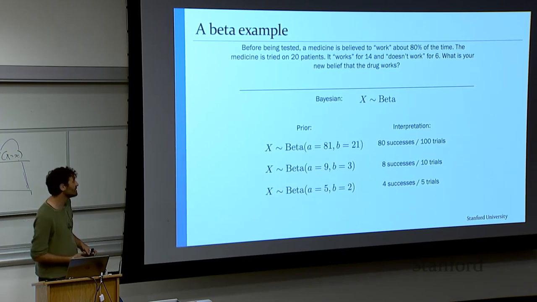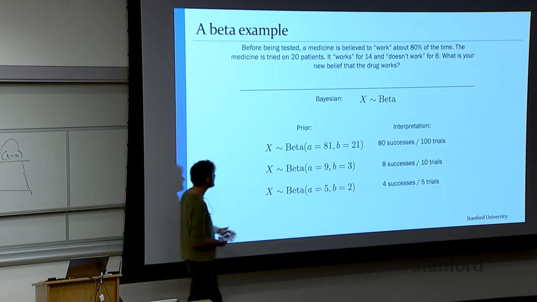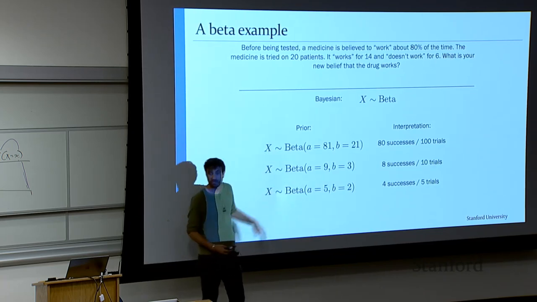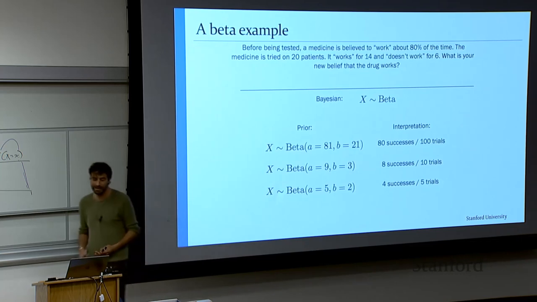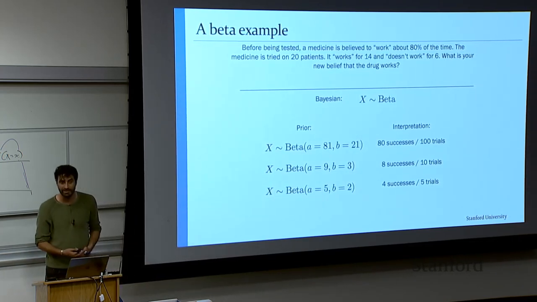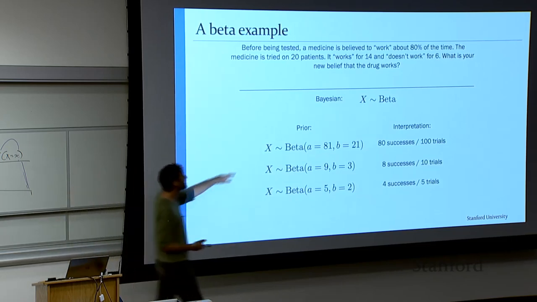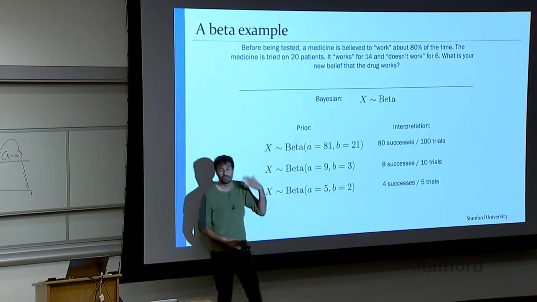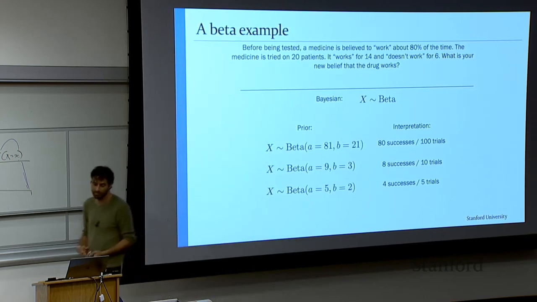And you'd have to make a choice. You'd have to say, do they mean 80% and I really should trust them, or do they mean 80% and I want to trust them just a little bit? And the less you trust them, the more the data will dominate your belief. And sorry, the higher these parameters, the less the data will dominate, and the lower these parameters, the more the actual observed data will dominate.